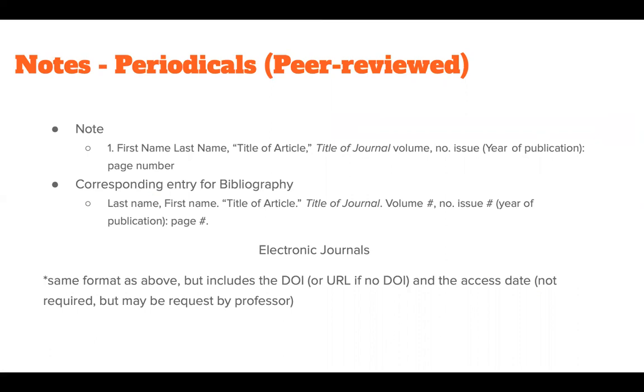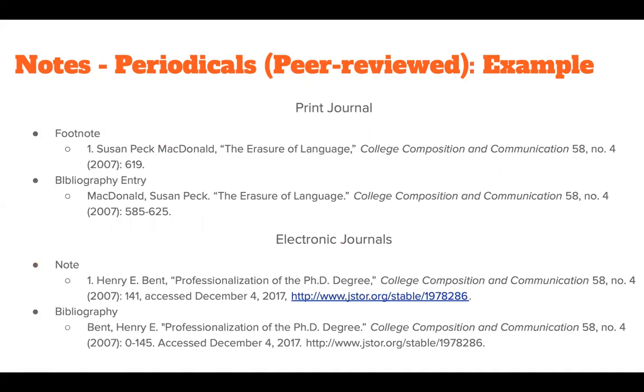For electronic journals, the same format as above, but instead we include the DOI and the access date. And that's specifically for the bibliography entry, and not the note. And then we have examples for print journal and electronic journals. Once again, follows the same format as what we just previously saw. And for electronic journals, we can see that the access date and the DOI are the main difference.